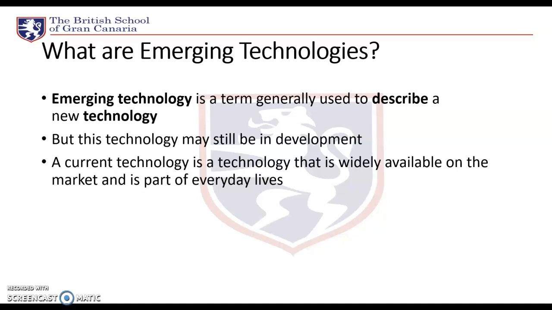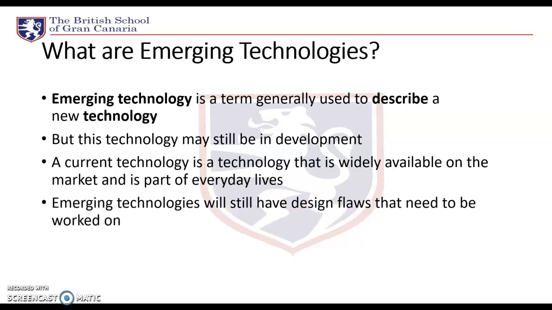So a current technology basically is a technology that is widely used and available on the market and is part of our everyday lives. So for example, your smartphone, your iPad, they're all current technologies. But one time they were emerging and not many people had them. And there may have been certain flaws in the designs. For example, I remember when the first iPad came onto the market, people that had it said it was great, but it'd be better if there was a camera. Now that is a feature that is available on every iPad.